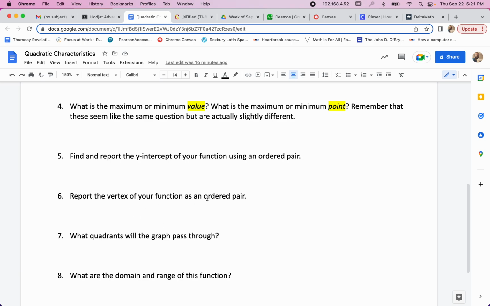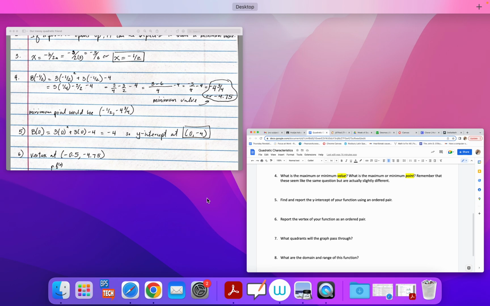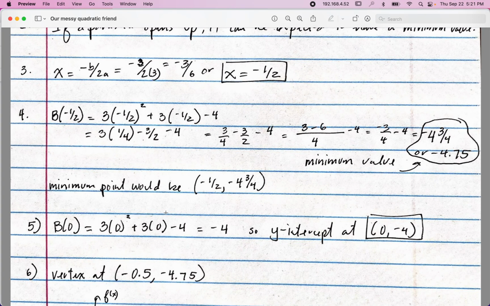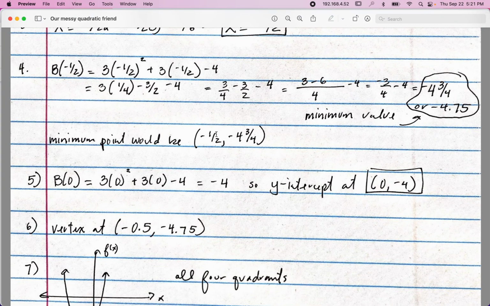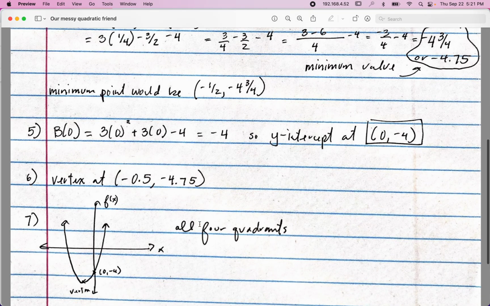We'd already reported that earlier. We just didn't call it the vertex. We were calling it the minimum point. So again, and this time you'll notice instead of a fraction, I just feel like reporting it as a decimal. They are both, again, equally valid representations of the answer, negative 0.5 and negative 4.75.